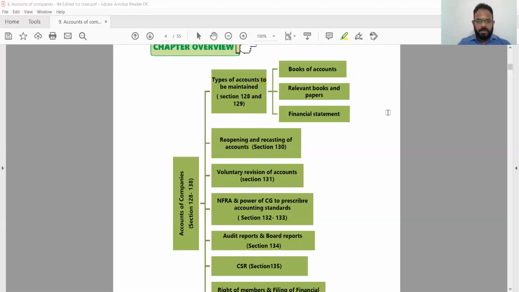Audit report: when you prepare the financial statements, along with the financial statements itself, the audit report will be combined. And along with that, if you add the board report, then it becomes section 134. So financial statement, audit report, notes on accounts. That notes on accounts is automatically forming part of the financial statement. So financial statement, audit report, board report, everything that is combined becomes your section 134.